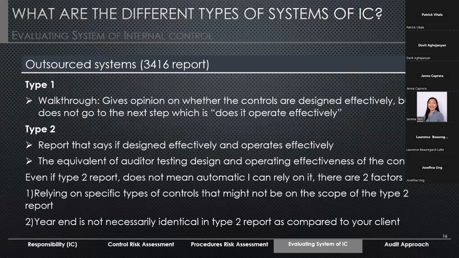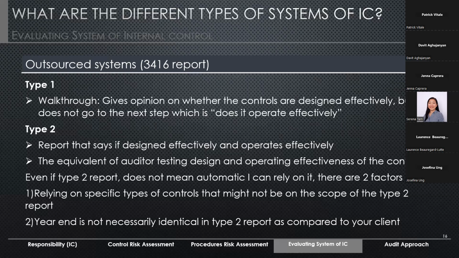But the problem with the type 1 document is that it'll just show you the system is designed effectively, not operating effectively. And as an auditor, you want to make sure that if your control risk is low, you know that it's designed effectively and operating effectively. So that's why you want the type 2 report, which is like, are we good or not with the outsourcing of the payroll? So that's why you have to remember: type 1, no bueno, not good enough. Type 2 is good because we know it's designed effectively and it's operating effectively.